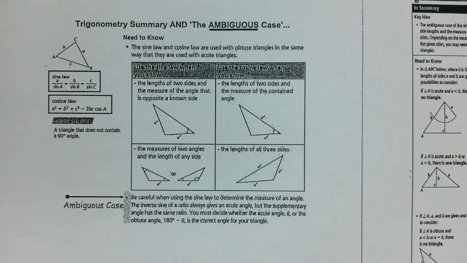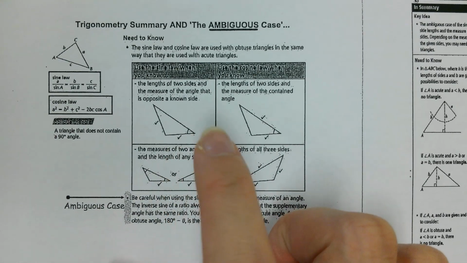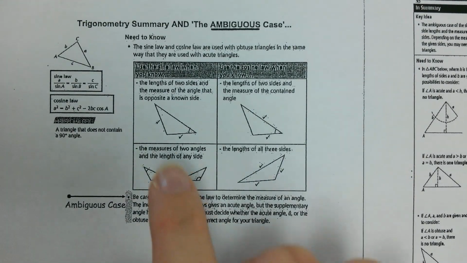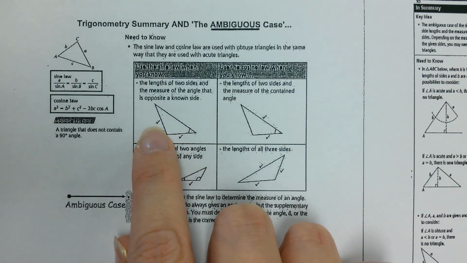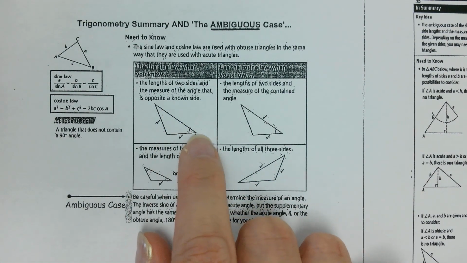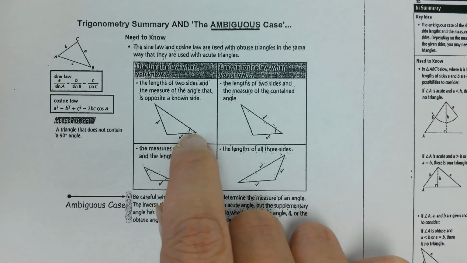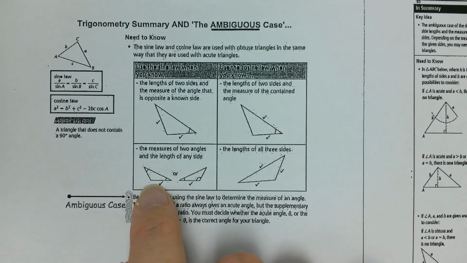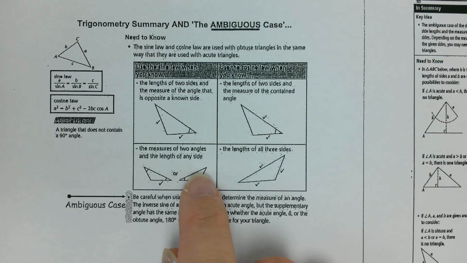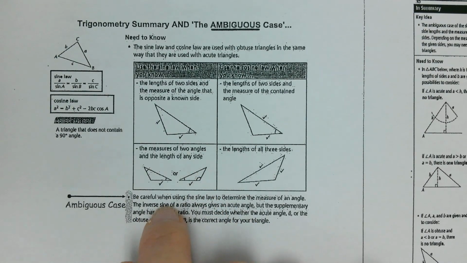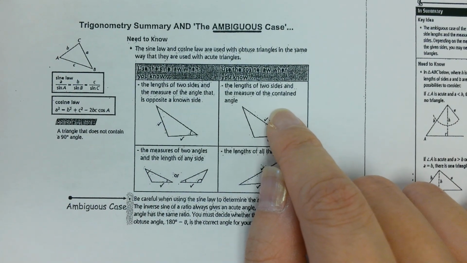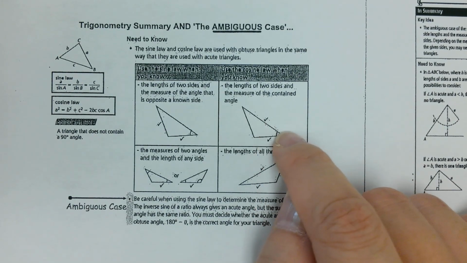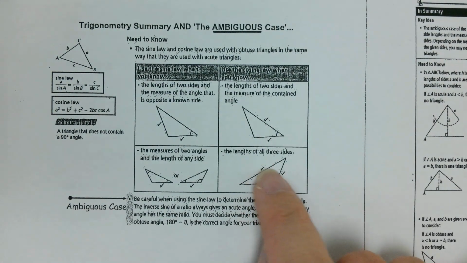Ambiguous case. So what is an ambiguous case? Well, for sine law, you know that when you're given two sides and another angle, you can do sine law because you have the pair. And then you know to use the cosine law when you're given two sides and an angle in between, or all three sides.